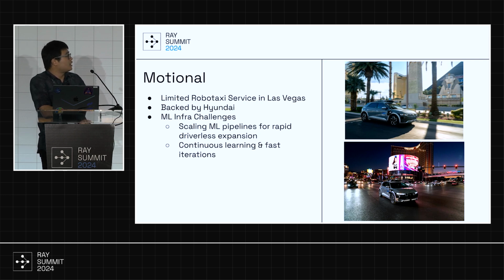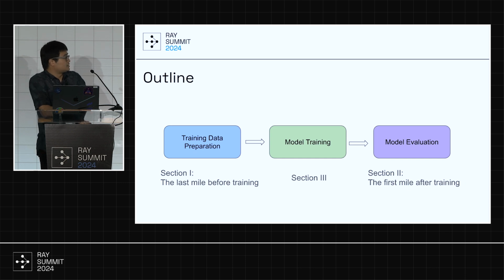The two top challenges we have is we are rapidly expanding our driverless area, which means we need to scale our ML pipeline aggressively because we need to process more data, train larger models, compute more metrics, and also simulate more things. Also, we need to support continuous learning and fast iterations. Today, I will touch three core phases in our end-to-end pipeline. The first one is training data preparation before training, the second one is the evaluation after training, and then I'll go to the training.